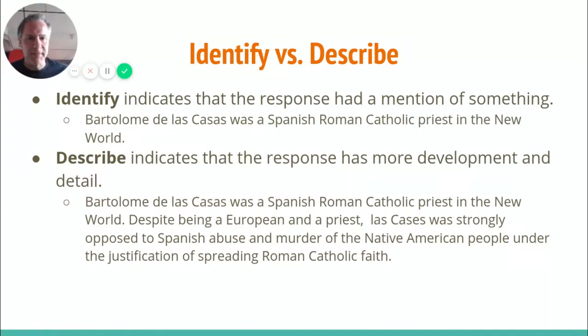If you describe something, you have more D's, development and detail. So look at this. Same first sentence, Bartolomé de las Casas was a Spanish Roman Catholic priest in the New World. Despite being a European and a priest, Las Casas was strongly opposed to Spanish abuse and murder of the Native American people under the justification of spreading Roman Catholic faith. Wow, that tells us a lot more about Bartolomé de las Casas, tells us about his background, and gives us some clues about what his bias is.